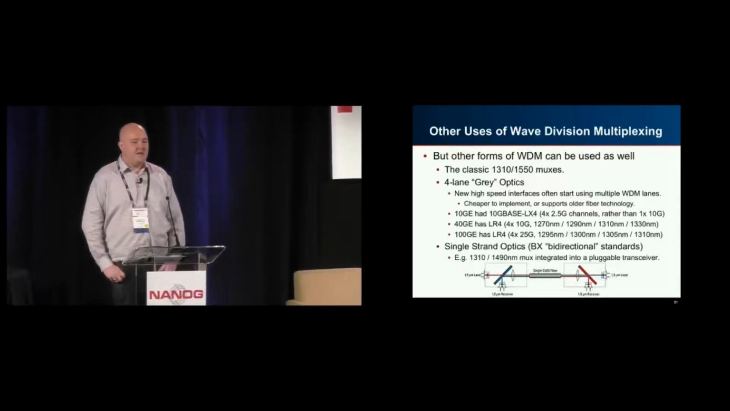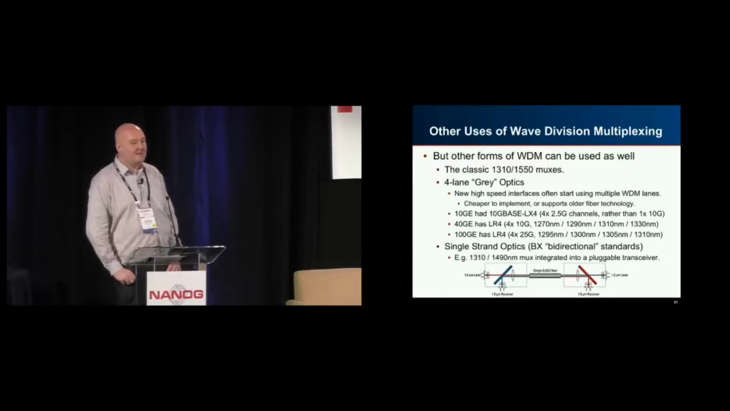These days we see a lot of work in what's called 4-lane gray optics. So what happens here is whenever there's a new technology, whenever there's a leap in speed, it tends to be much easier to implement it in parallel first, and then it becomes serial later. So you saw this when we moved to 10 gig. Some of the earliest standards that were much easier to implement was one called LX4. So what it was was 4 2.5 gig channels inside rather than one native 10 gig channel.